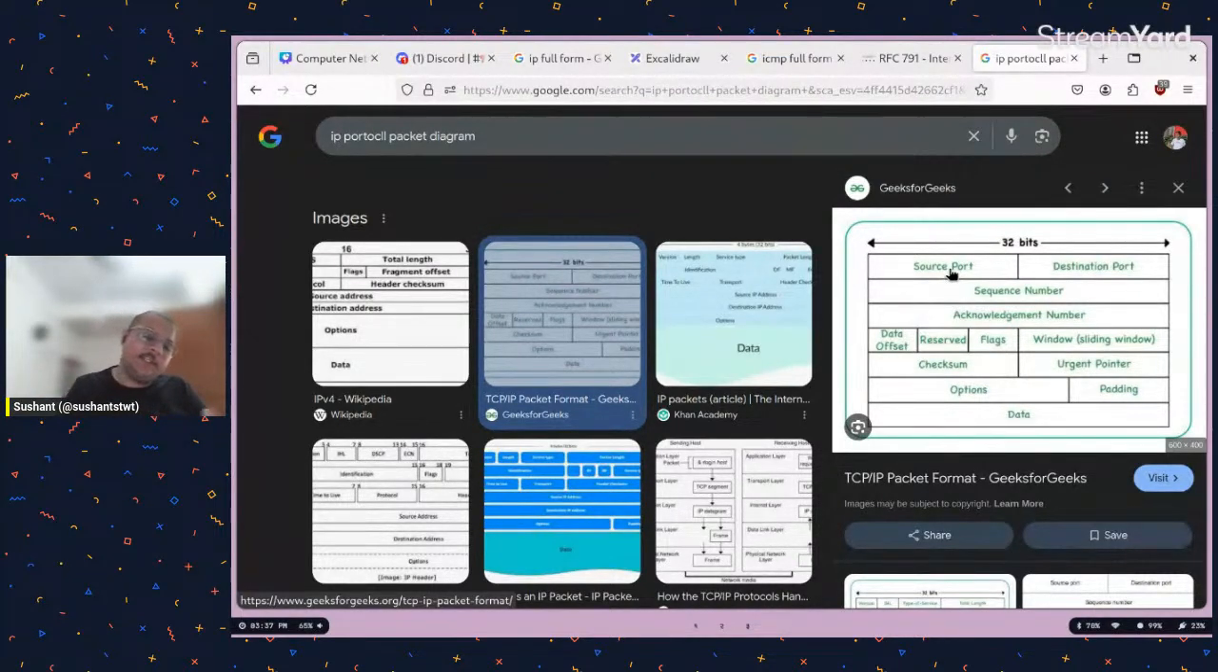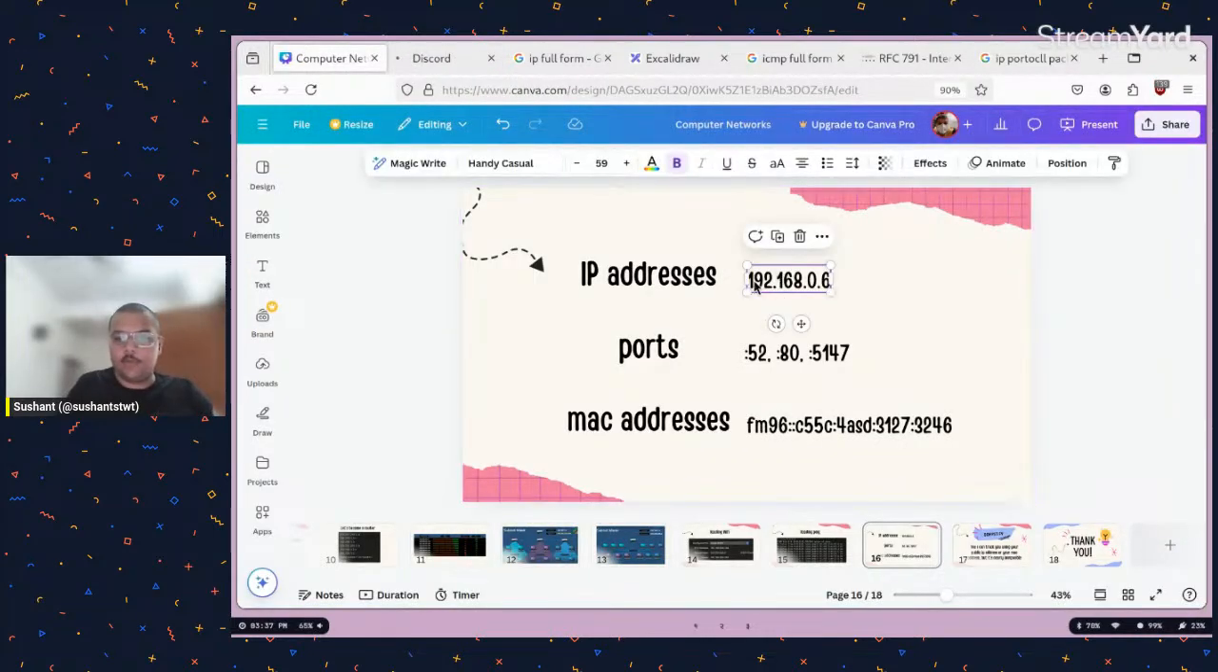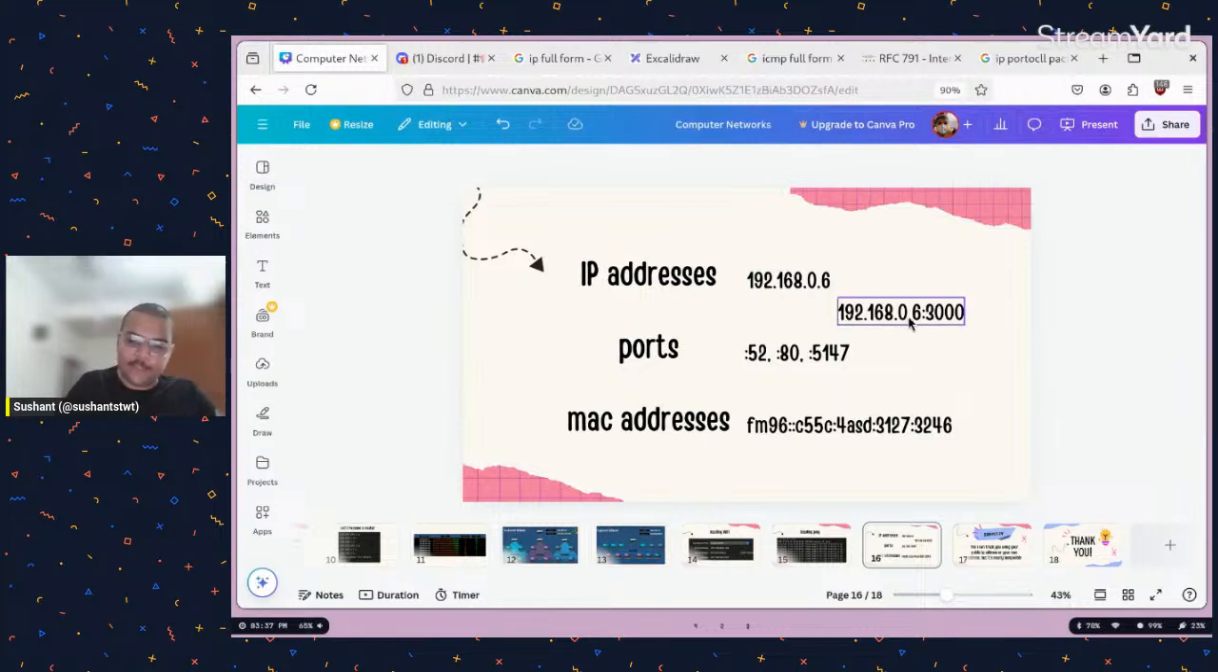I need to make sure that it gets back to Firefox. So yeah, this is basically how ports are helping you. So ports go something like this. You will have an IP address, and then at the end you will have a colon, and you will have something like 3000. So this is my IP address, and this is my port.